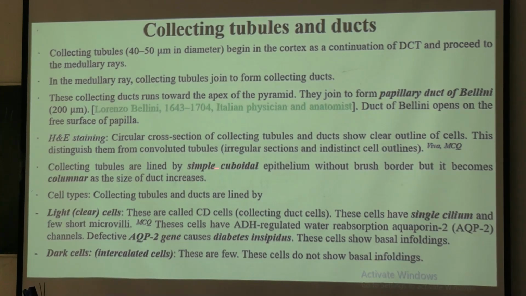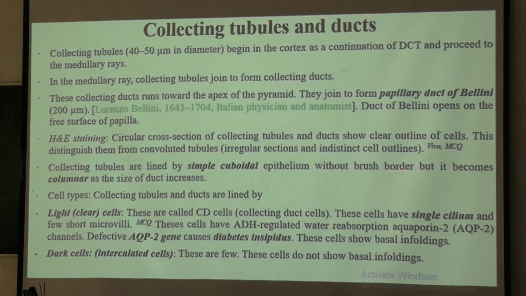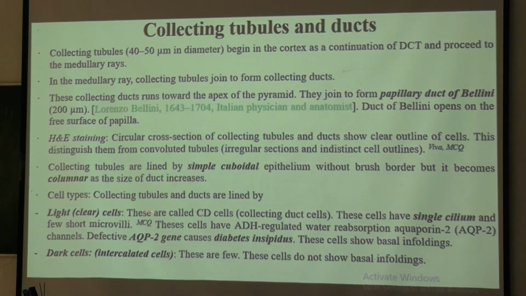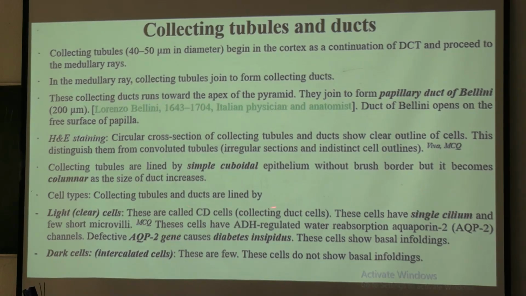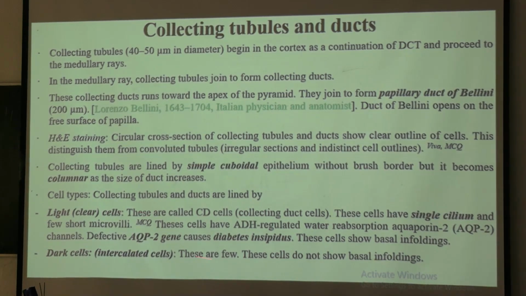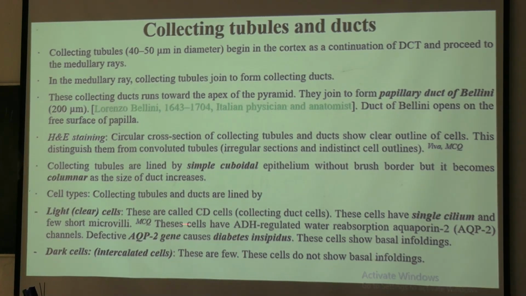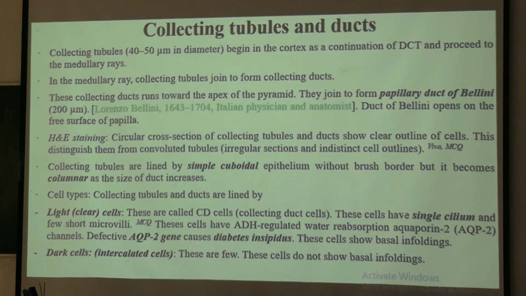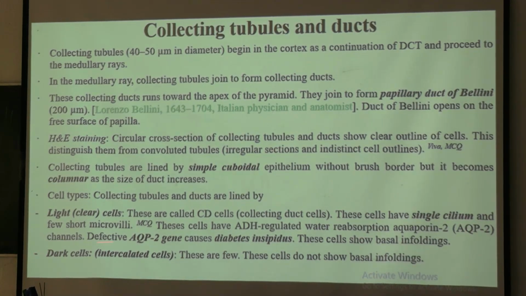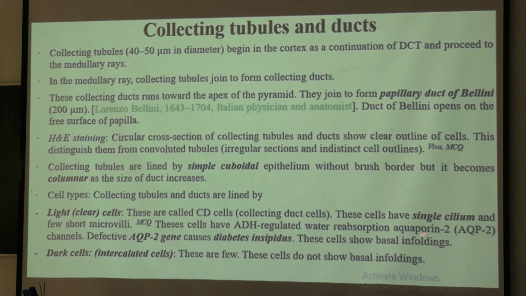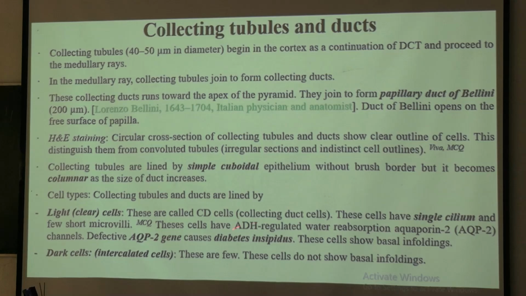Collecting tubules are lined by simple cuboidal epithelium without brush border, but it becomes columnar as the size of the duct increases. Cell types in collecting tubules and ducts are light clear cells and dark cells. Dark cells are intercalated cells. Light clear cells are called collecting duct cells. These cells have a single cilium and short microvilli. These cells have ADH-regulated water reabsorption through aquaporin-2 channels, and defective aquaporin-2 genes cause diabetes insipidus.